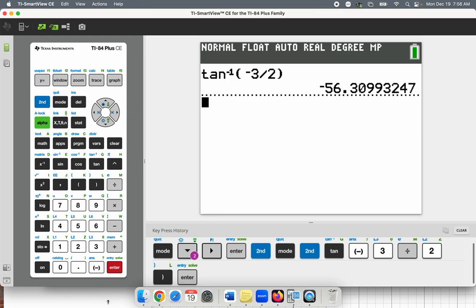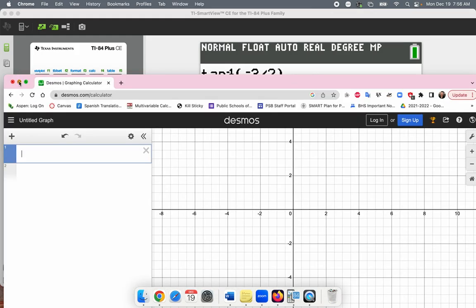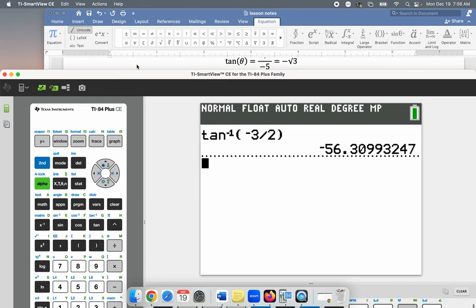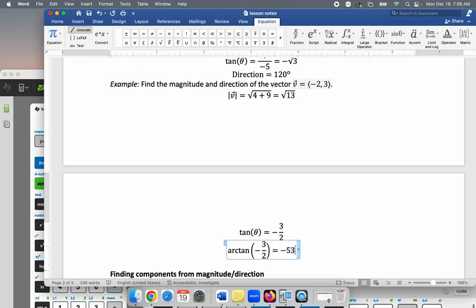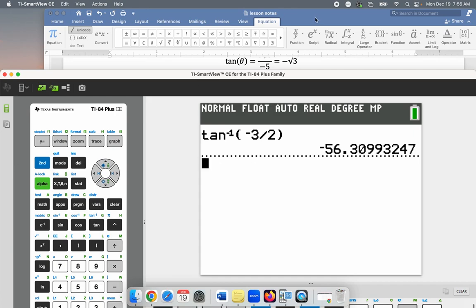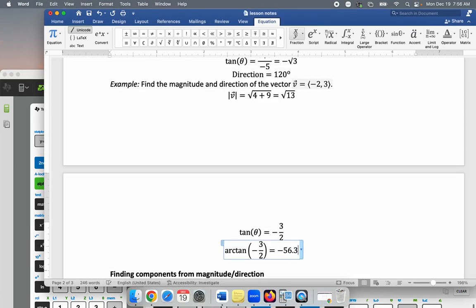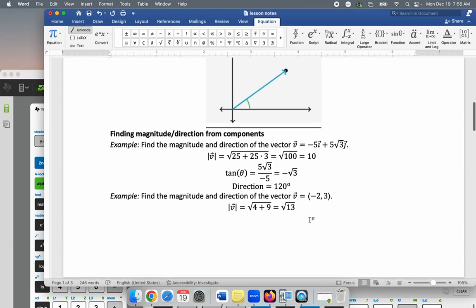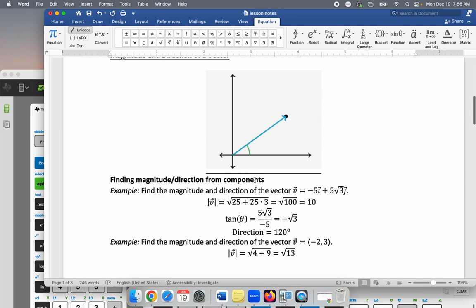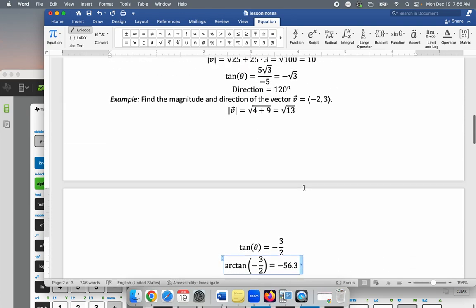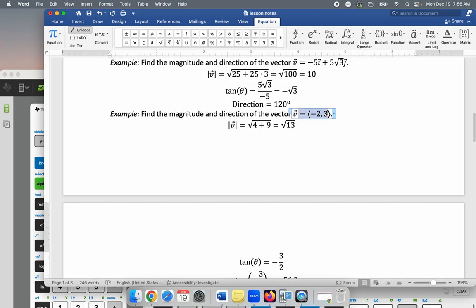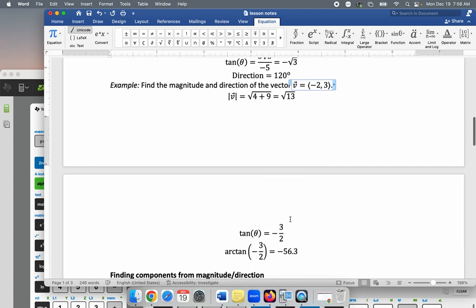-56.3 degrees. All right, well, that's fine, but right away I know that that can't be the right answer, because -56.3 degrees is pointing in this direction right here. That would be in the fourth quadrant. That is the wrong quadrant. This vector, like the first one, is actually in the second quadrant, so in fact I know that this is not the right answer.